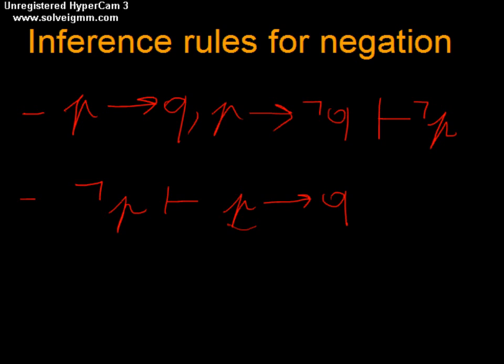Finally, we have the double negative elimination. And it says that from not not P, we can infer P. So, if the food is not cold, then the food is in fact warm.